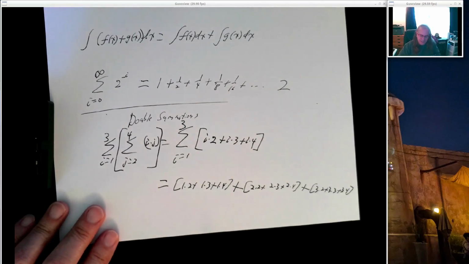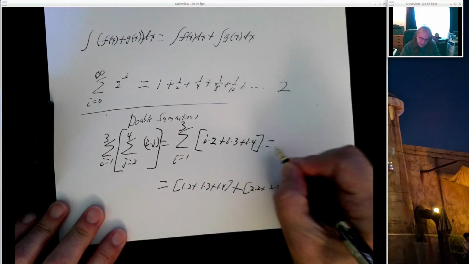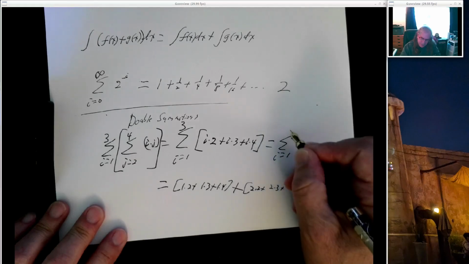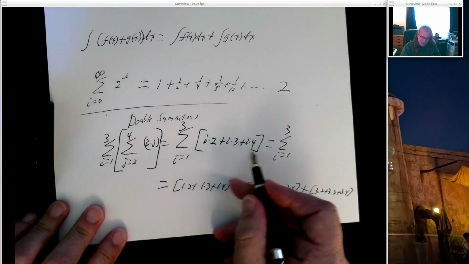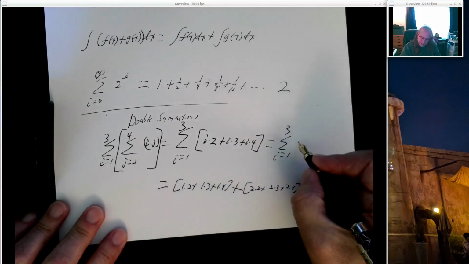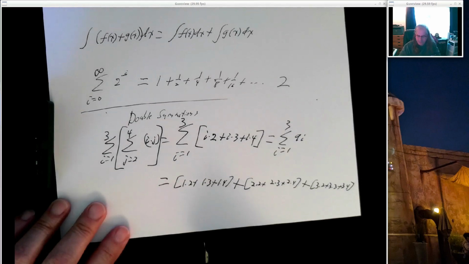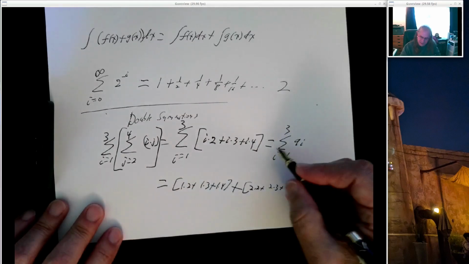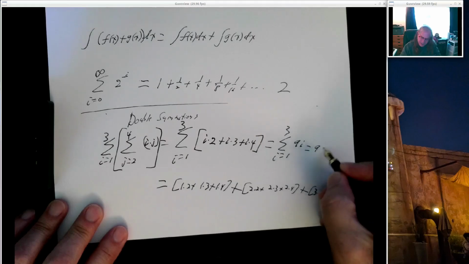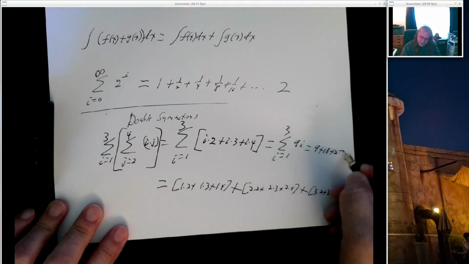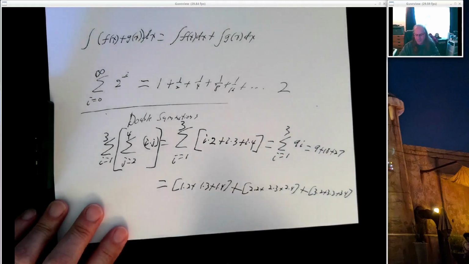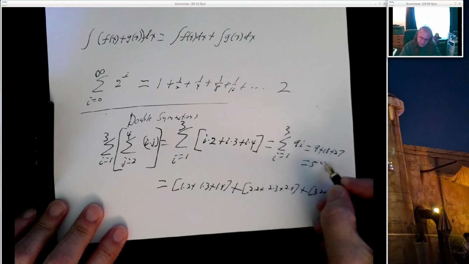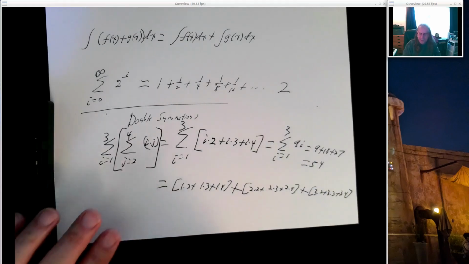Although a better tactic might have been to combine this and said, oh, 2i plus 3i plus 4i, that's 9i. And then I could say this summation is just 9 plus 18 plus 27. And that's a little easier to do. But that should be what you get if you do all of this.